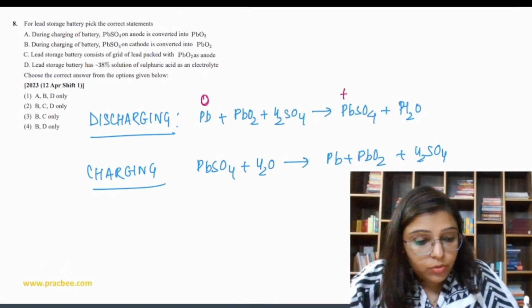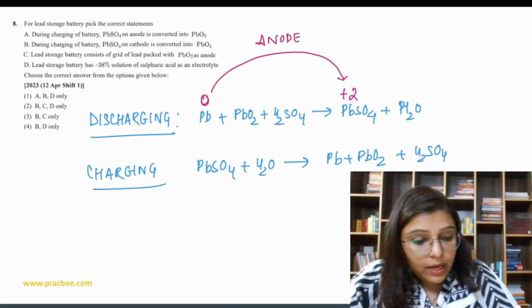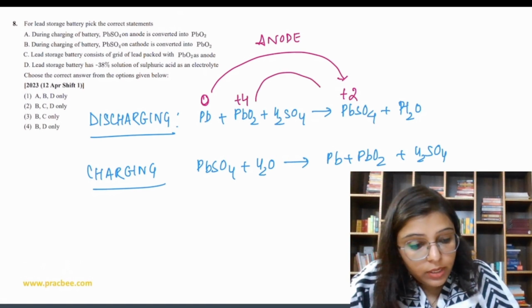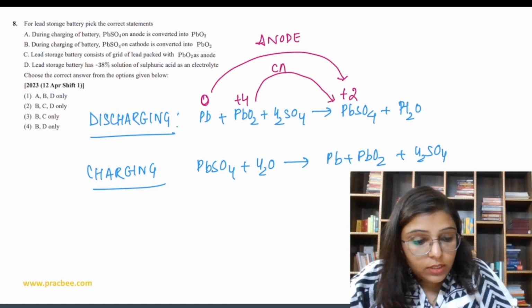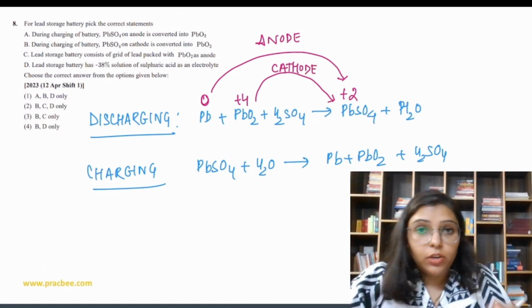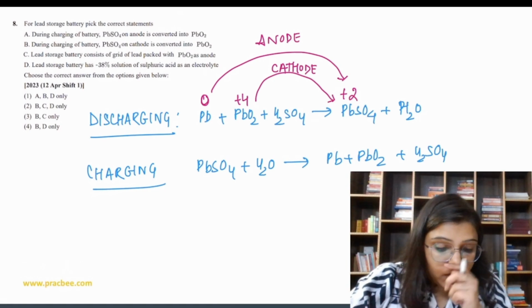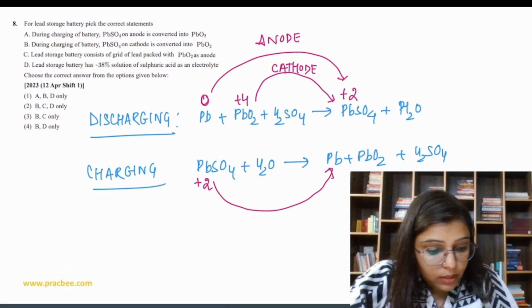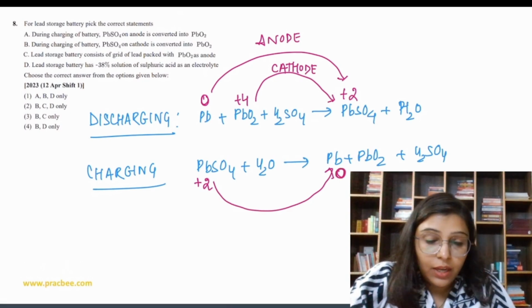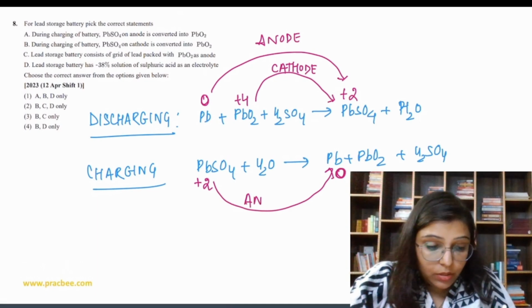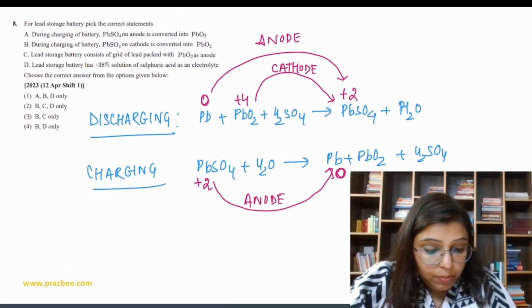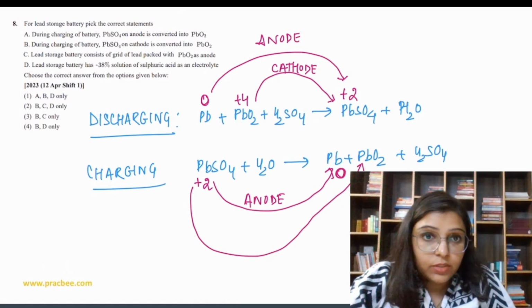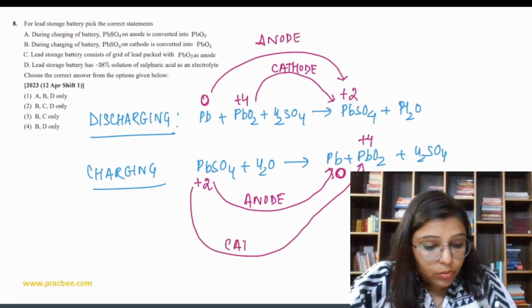Okay, so in discharging what happens? Pb from 0 is oxidized to plus 2. So this is at anode, and Pb from plus 4 is reduced to PbSO4. So this is at cathode. But on charging, reverse reaction is going to happen. So what happens? Pb from plus 2 goes to Pb, that is 0 oxidation state. Now this is a reduction, but this happens at anode. And Pb from plus 2 goes to plus 4. Right, this is the oxidation process, but this happens at cathode.